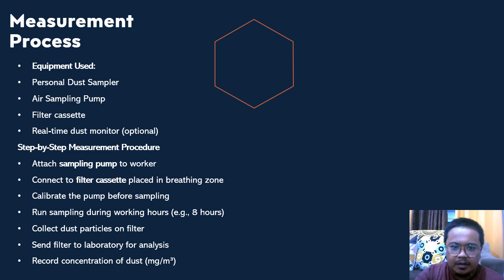Step-by-step measurement procedure. The measurement process involves several steps. First, the sampling pump is attached to the worker. Second, the filter cassette is placed in the breathing zone. Third, the pump is calibrated before use. Then the sampling is conducted during the workers' shift, usually for 8 hours. After that, the collected sample is sent to the laboratory for analysis. Finally, the results are recorded and evaluated.